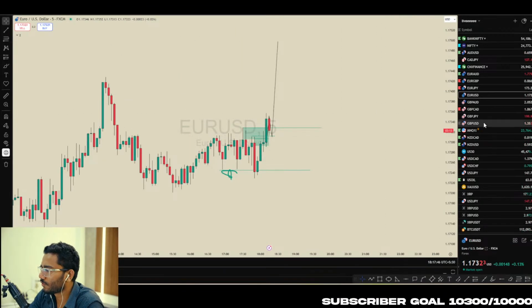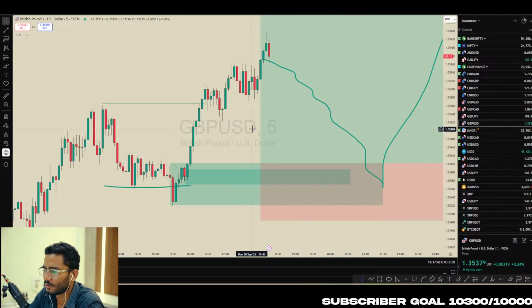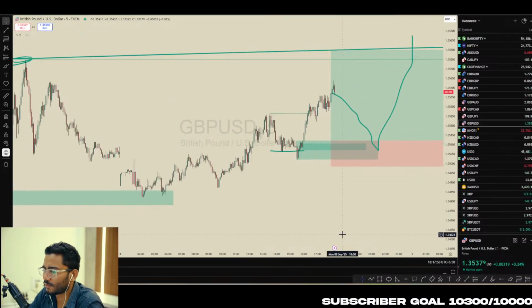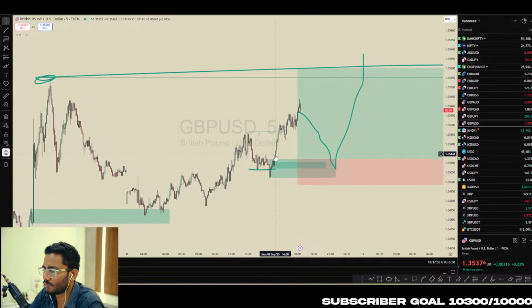GBPUSD, you can look for buy side from this area. This is a 5 minute order block. There's imbalance in this area.